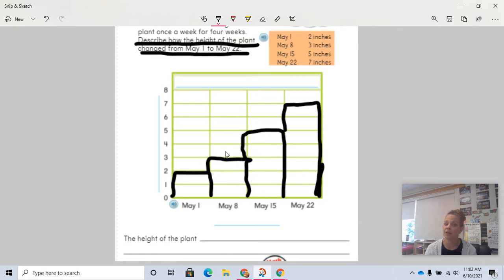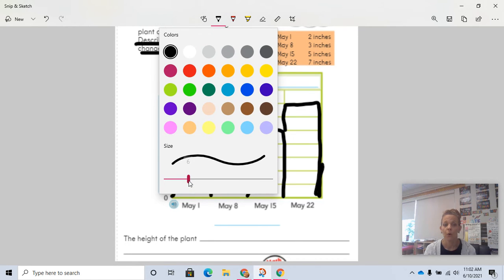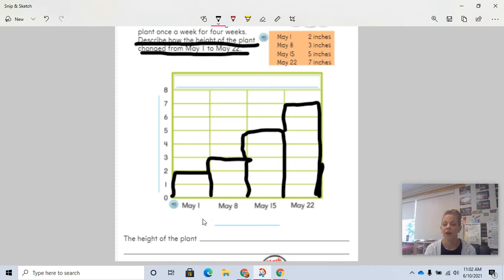So, in looking at our stairs here, we noticed that the height of the plant, did it go up or did the height go down? If you said the height went up, you were correct. So we would write the height of the plant increases. So I'm going to write increases, and so are you. And remember, increases is the opposite of decreases.